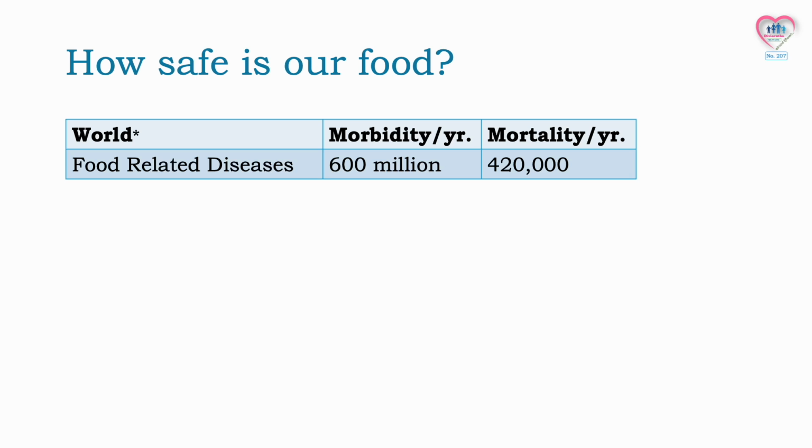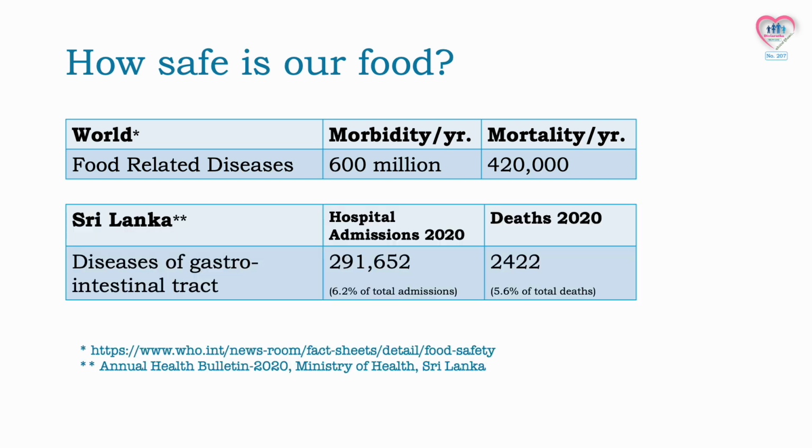We will look at the magnitude of the problem. How safe is our food? These statistics reflect approximately 600 million people worldwide are affected by food-related diseases every year, and approximately 400,000 of them die. According to local statistics, around 300,000 people are admitted to hospitals in Sri Lanka each year, with diseases of the gastrointestinal tract accounting for 6.2% of all admissions. Approximately 2,400 of these people die, accounting for 5.6% of all fatalities.